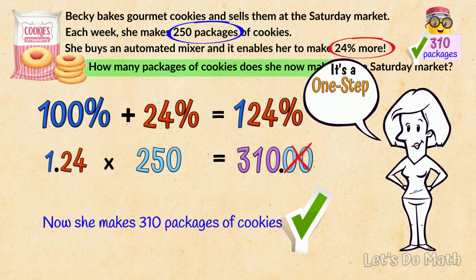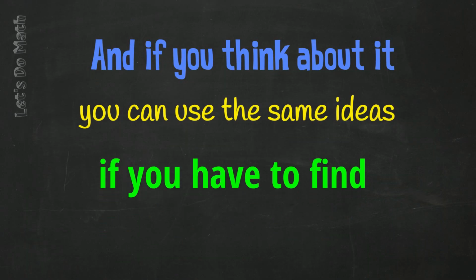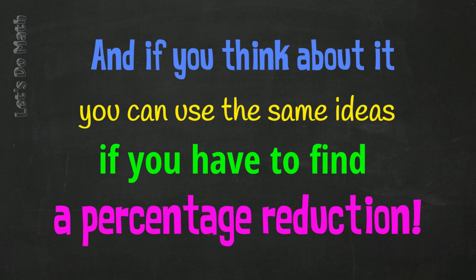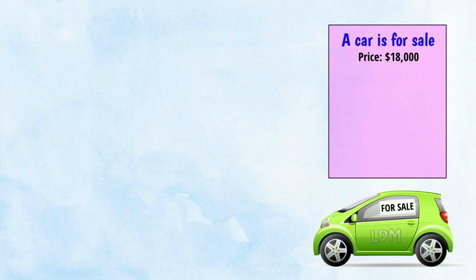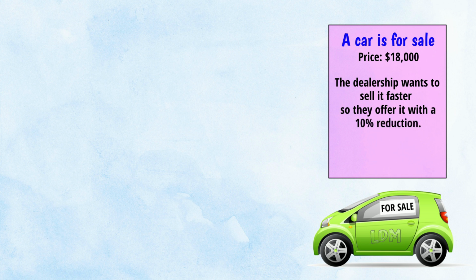It's a one-step wonder. And if you think about it, you can use the same ideas if you have to find a percentage reduction. Let's try it out. A car is for sale and the price is $18,000. The dealership wants to sell it faster, so they offer it with a 10% reduction. What is the new price?